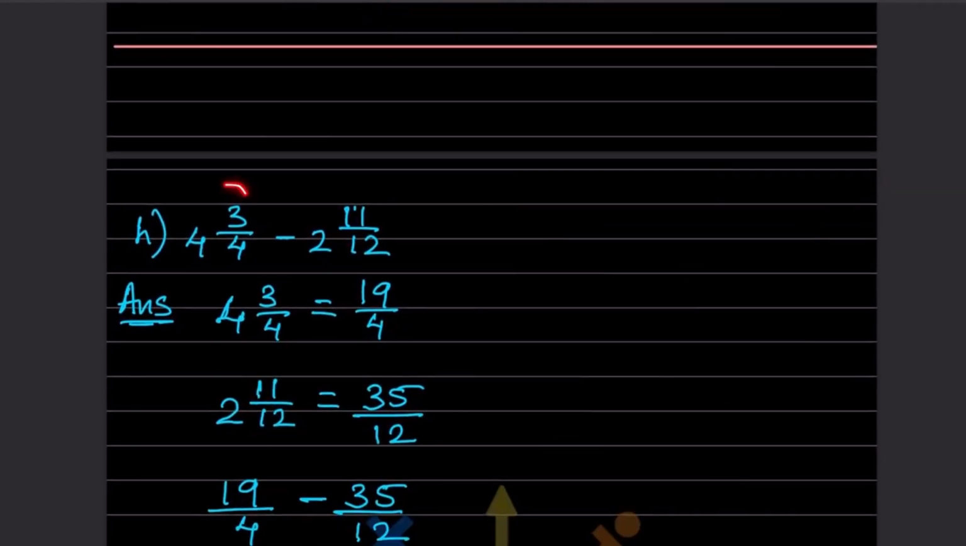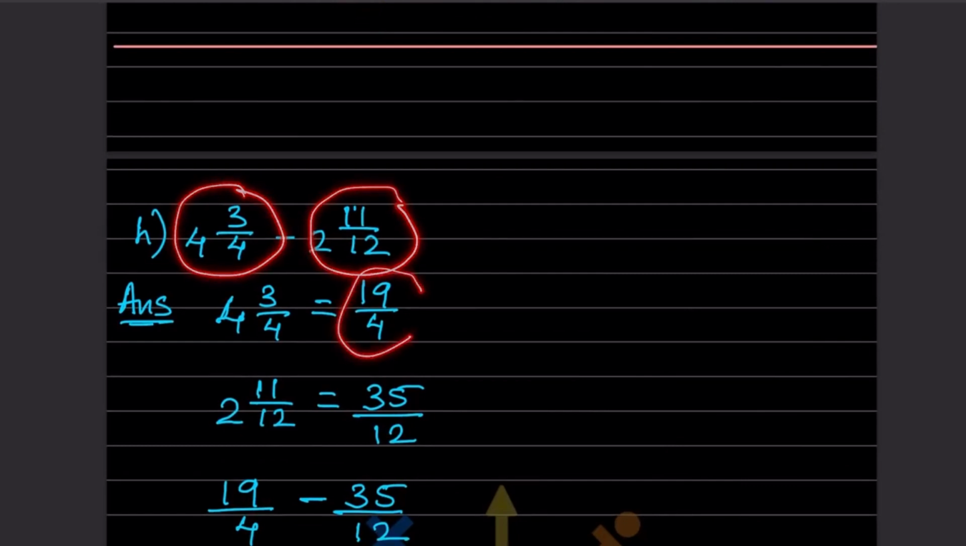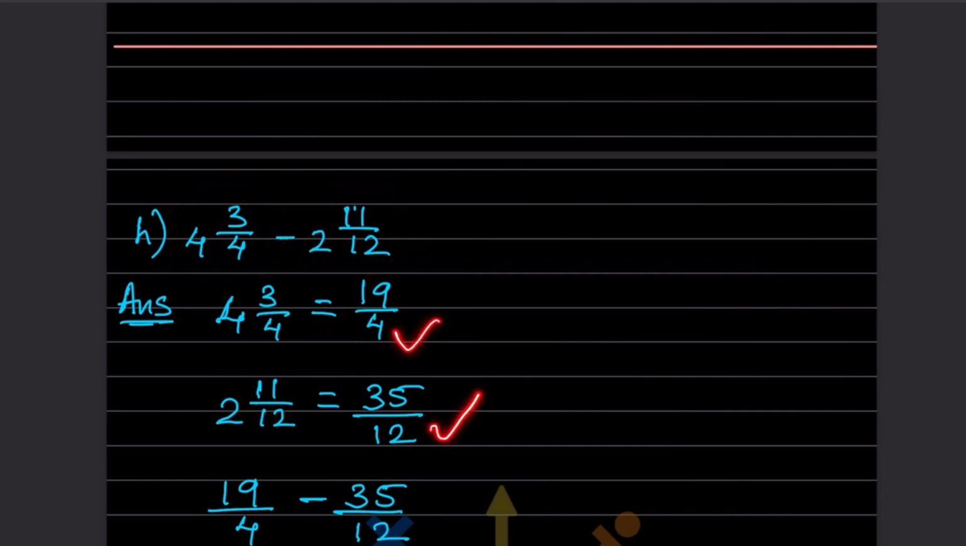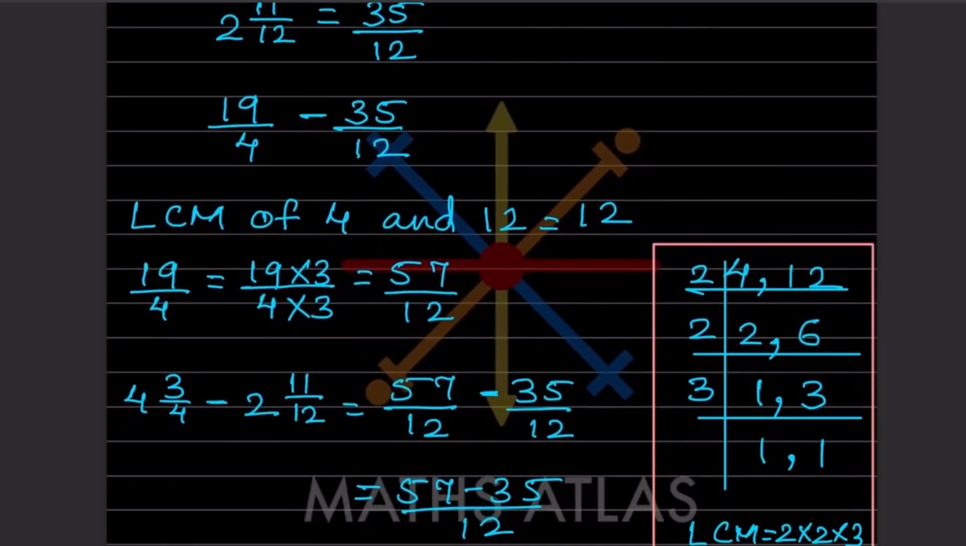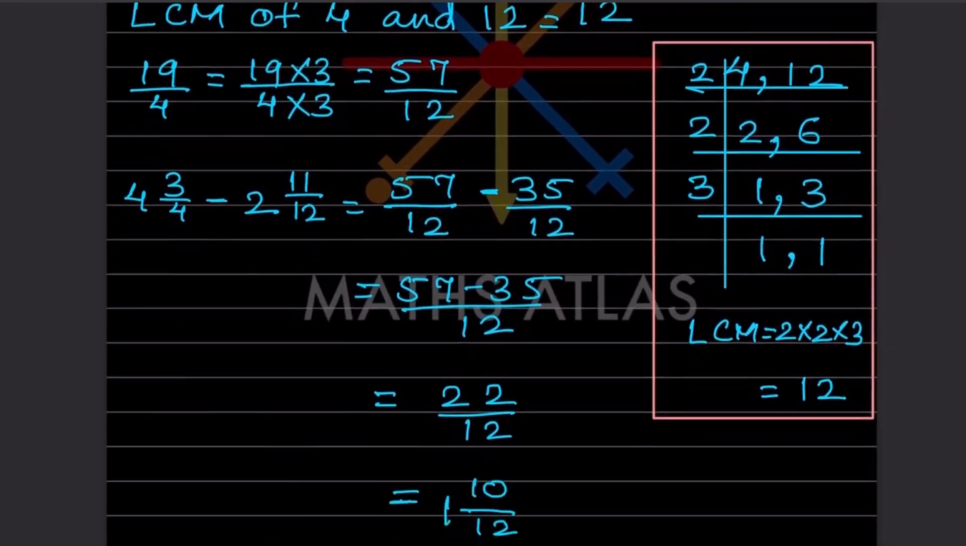Again, here the same. Mixed fraction is given. You have to make it improper. Denominators are different. You make the denominators equal, taking the LCM, and then subtract it.